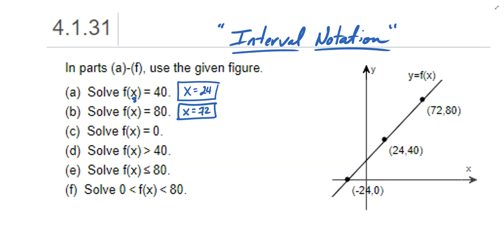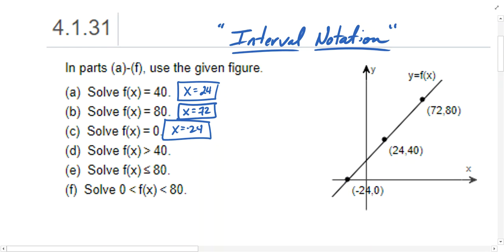What's the answer for part C? Pause the video now and resume playback in a moment to check your work. Well, the solution here, of course, is negative 24. When x is negative 24, the y value is 0, or the function result is 0.